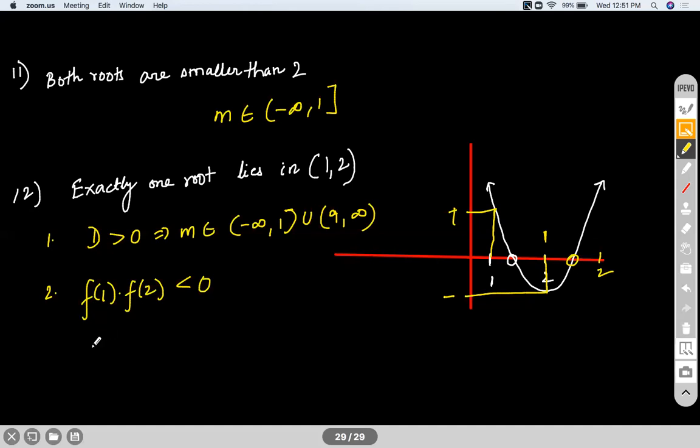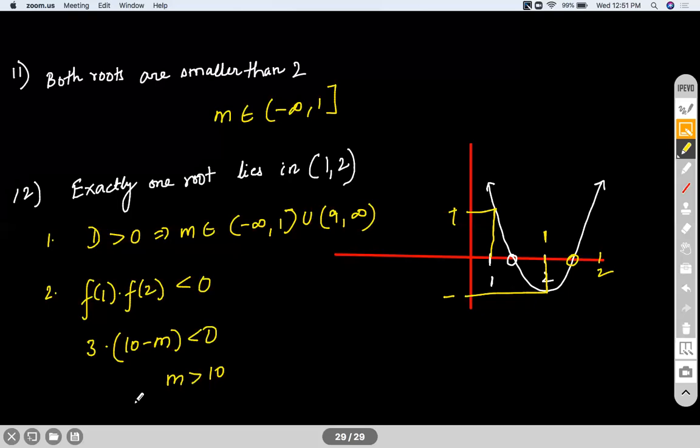Now, tell me f of 1. I think you figured out f of 1. F of 1 was 3. F of 2 was 10 minus m. So 10 minus m less than 0. So m must be greater than 10. So what do we get from here? Then 10 to infinity is the answer. Yes, sir. I took separate cases. This is an f of 1 into f of 2 less than 0, so learning. This is important.